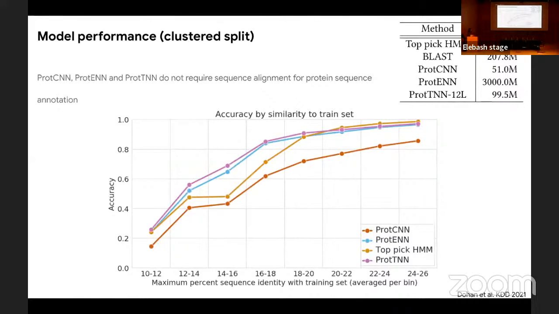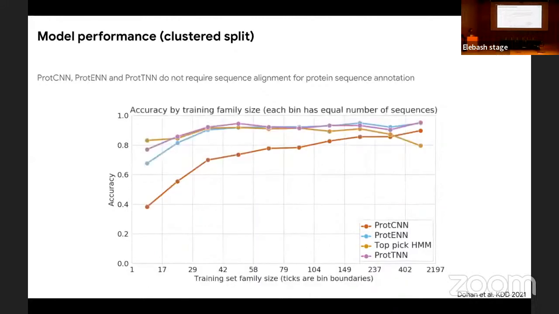This is now showing accuracy. I've confused things by switching the axis. This is accuracy as a function of distance from the training data. The purple line is a little bit higher than any of the other lines, and it does a bit better overall. In particular for small families, the HMM is still beating us, which is kind of annoying, but we're getting closer, we're closing the gap.